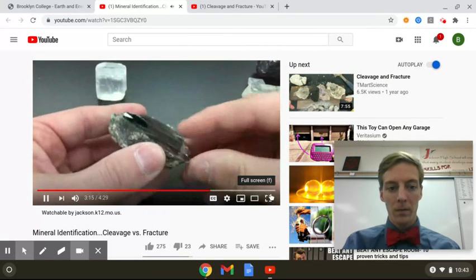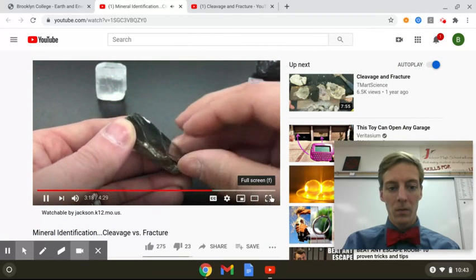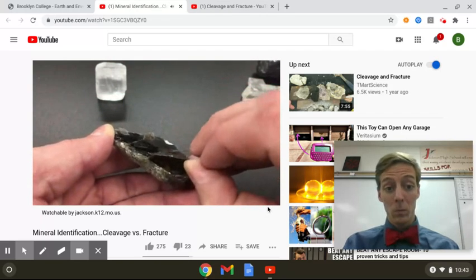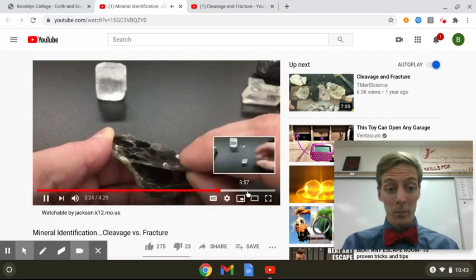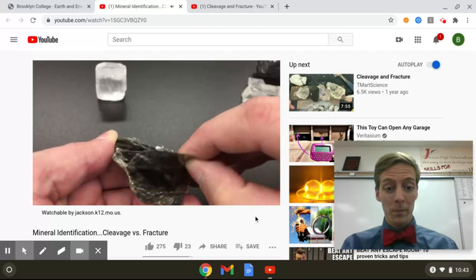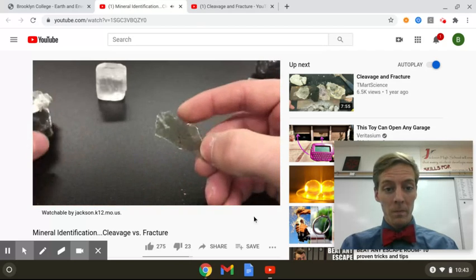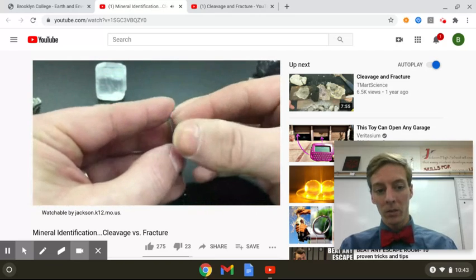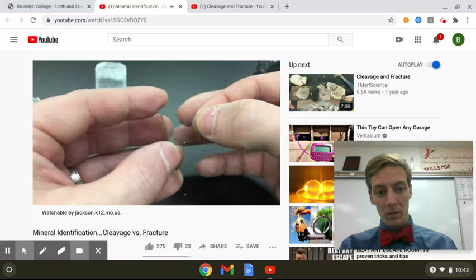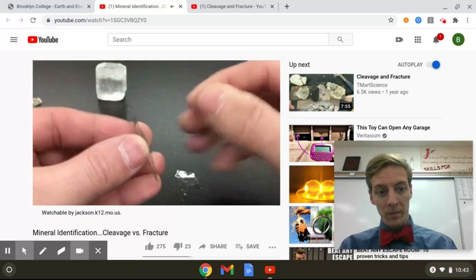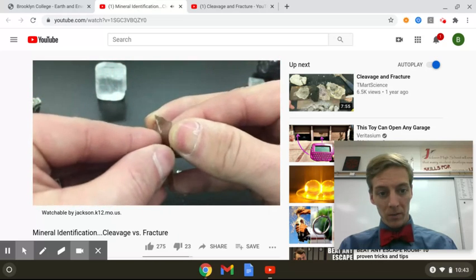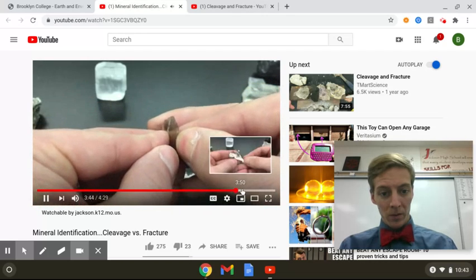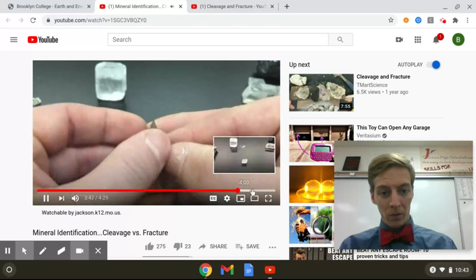It may be as simple as the mineral peeling into thin, flat sheets, as this one does here. Check that out. This is a sample of mica. And it exhibits cleavage in one direction. Look how thin that is. You can see through it. Peels off into very thin, smooth, flat sheets. That is just another example of cleavage.